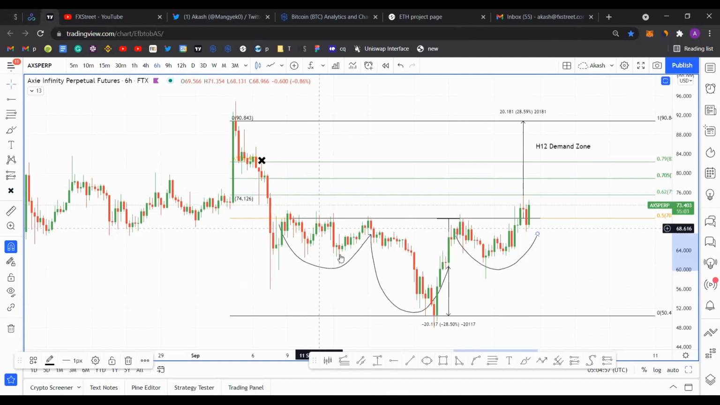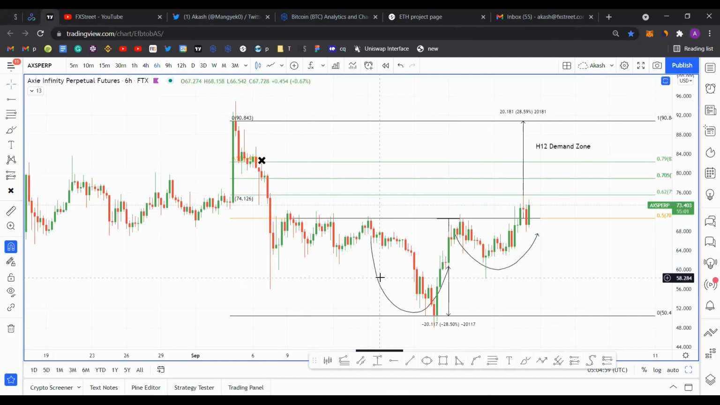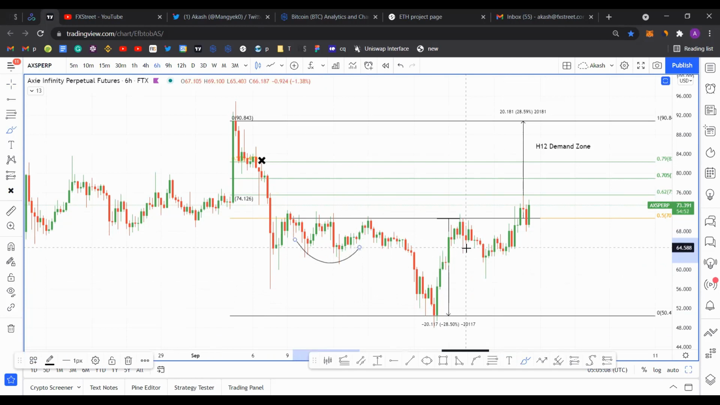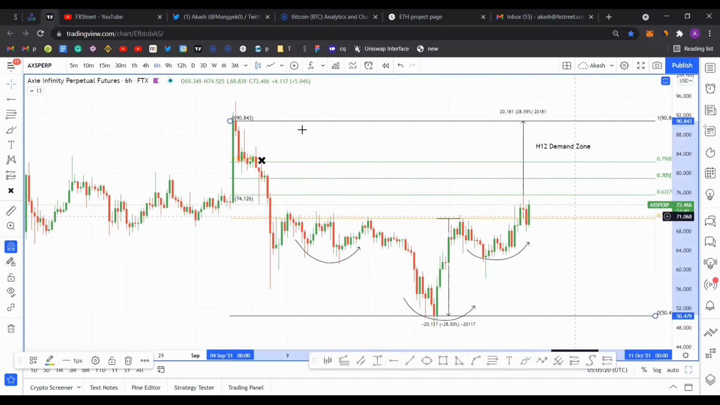Back to Axie Infinity, right? So the inverted or inverse head and shoulders pattern is currently in play, and the left shoulder, the right shoulder, and the head, right? So the neckline kind of coincided with the 50 fib, which I've drawn from this level here, this level here. I've selected the candle bodies and not the candle wicks.